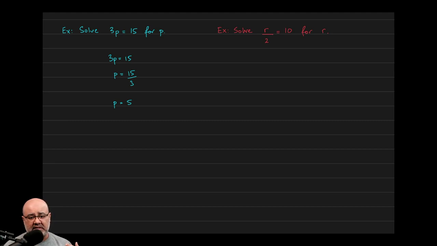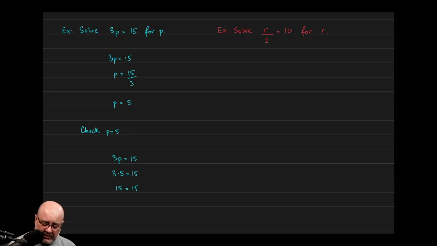And again, this is a potential solution. We don't know that this is a solution to the equation until we confirm it, or until we check it. So we have to check p equals 5 in the original equation, 3p equals 15. Here we replace the p with 5, and 3 times 5 is indeed 15. So we get 15 equals 15, which is a true statement. Therefore, p equals 5 is a solution to the equation.